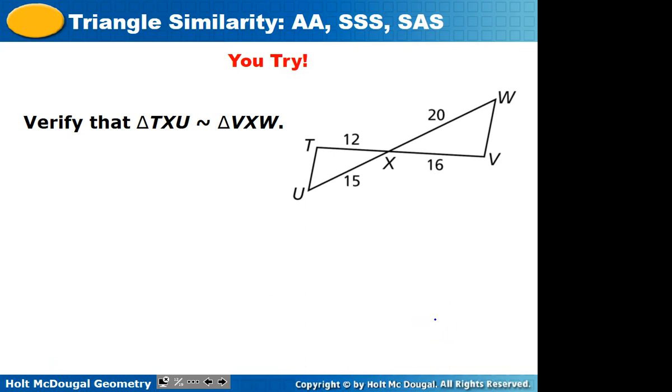Okay, here's the you try. So you guys go ahead and try to do this one on your own and then come back to me when you're done. Okay, hopefully you've already attempted this.